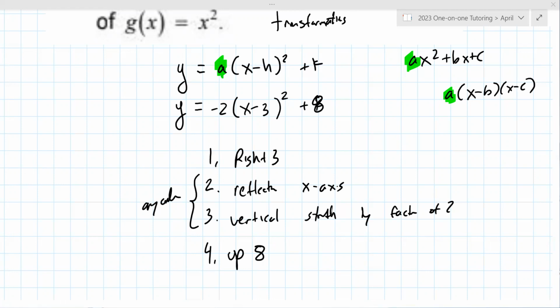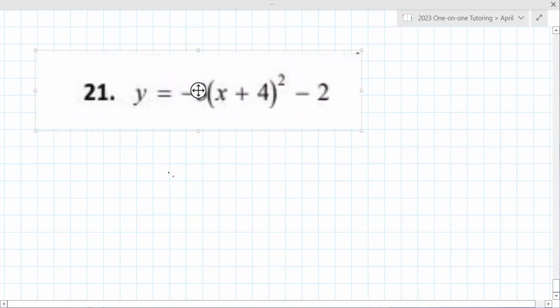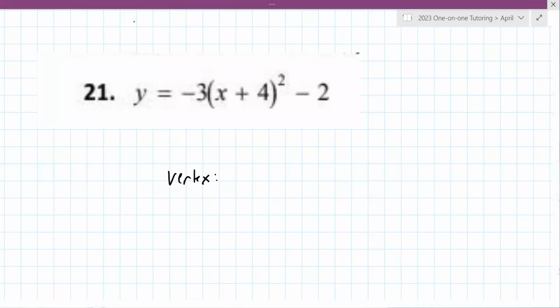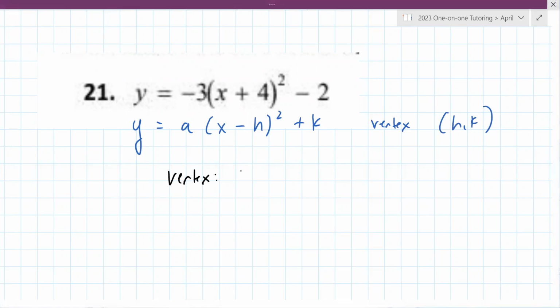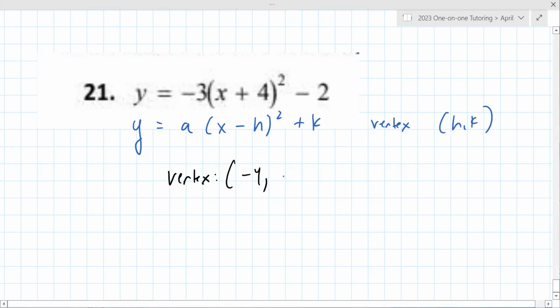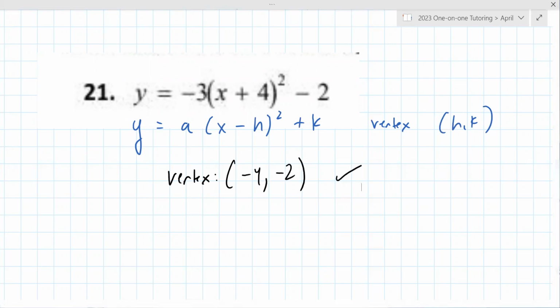Okay, number 21 here. Finding the vertex first. So this is in vertex form. I'll write the format below it. So the vertex is at h comma k. Yep. So it's the opposite. So then -4, -2. Good.